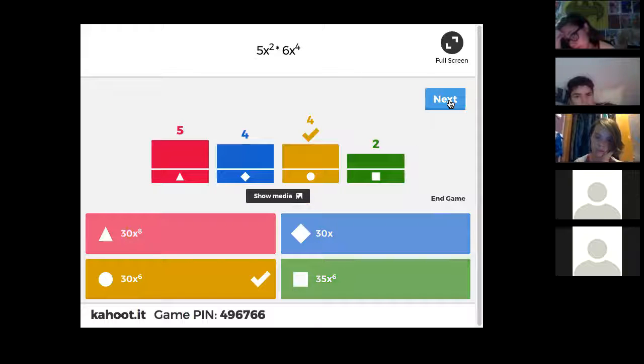There it is. And 4, we still got it right. That's pretty good. All right, so it's 30x to the 6th. So what you do in that case is you multiply the 5 and the 6 together, right? You get 30. And then you have x squared and x to the 4th. Those are like terms. So we keep those together. And again, if you're multiplying the base and an exponent, you add the exponents, so you should get x to the 6th. So 30x to the 6th.